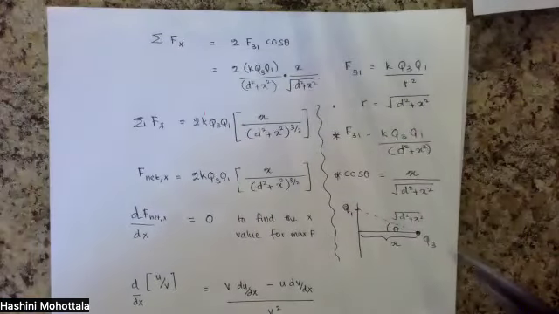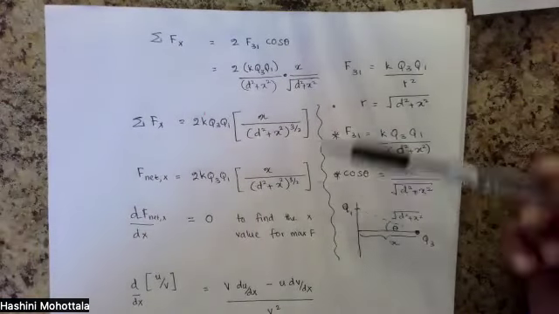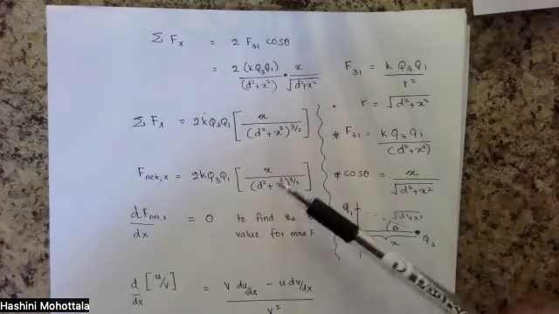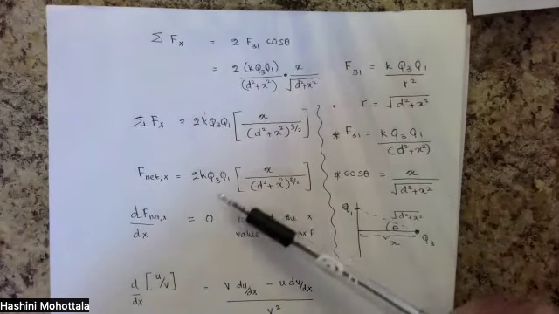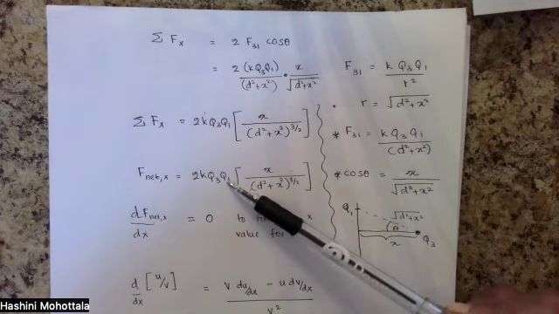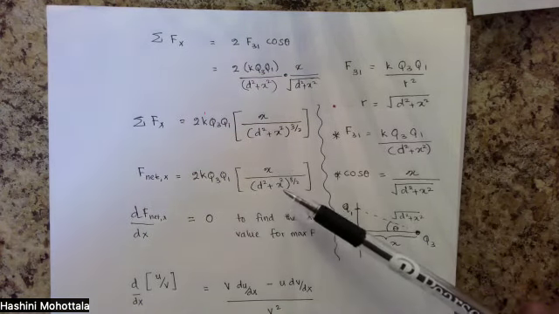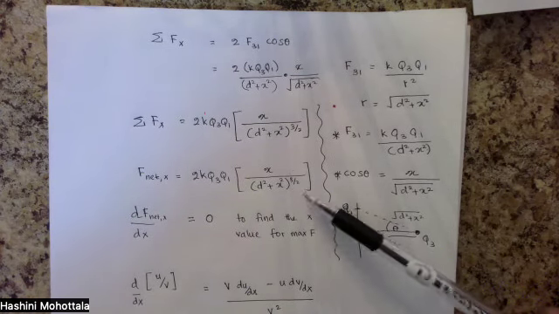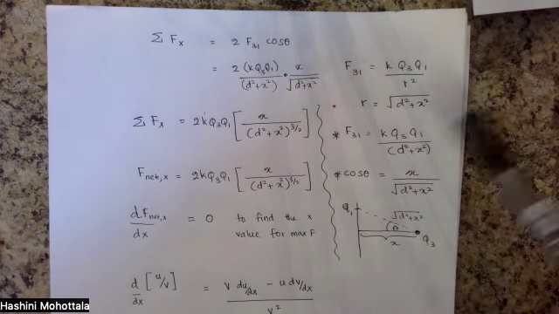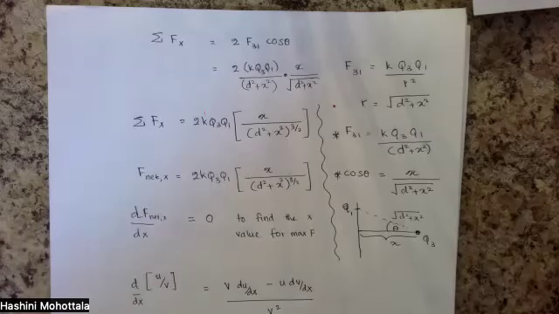Our F net equation is right here. So you have to substitute the value for x, square root of d square over 2. And then here you have the Q3 and Q1. Those values are given to us. So you basically substitute for everything and find the F net, which is maximum at that particular x value. And that's how you complete this problem.